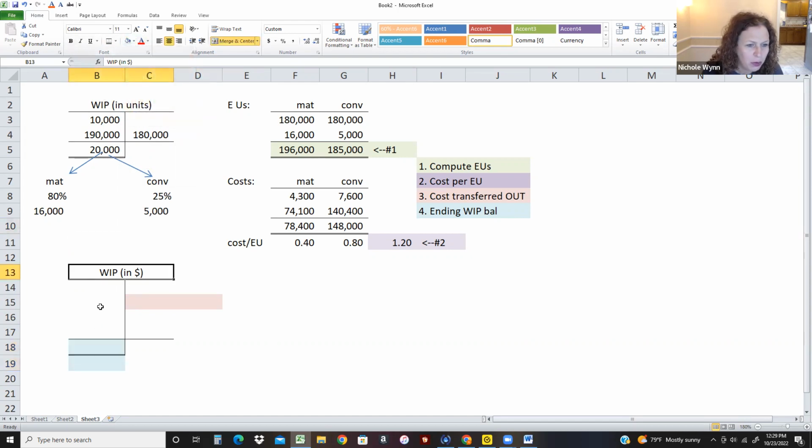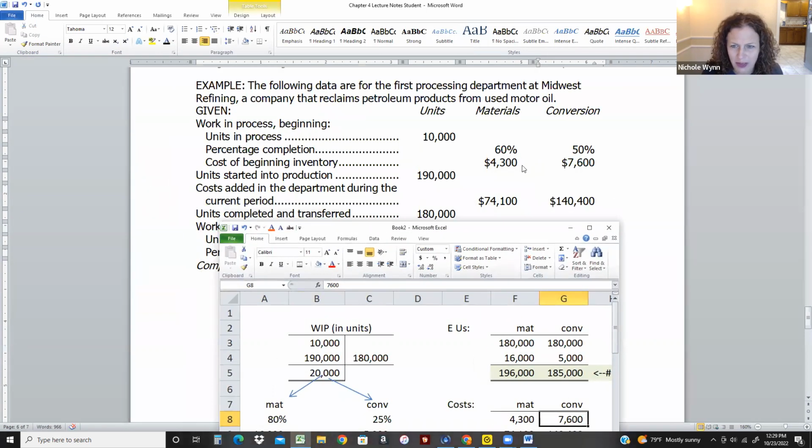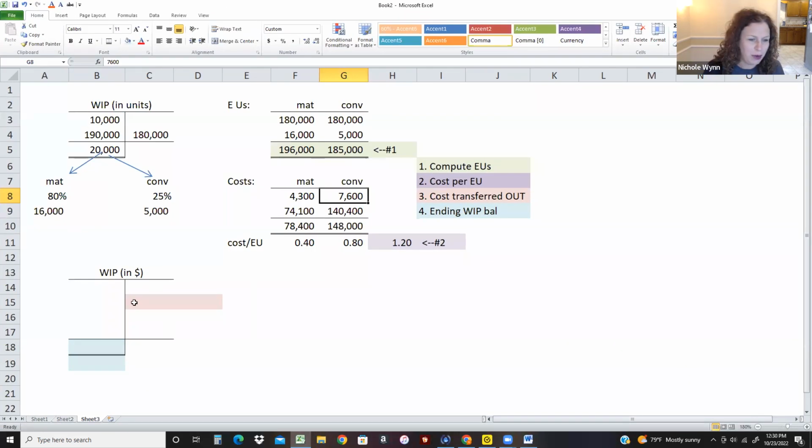Okay, so the beginning costs were the 4,300 and the 7,600. So the 4,300 and the 7,600 were beginning costs, and then these were costs that were incurred this period. That means it's money we spent that actually happened. So what we have to do is we have to put all 4 of those dollar amounts over here. Now, I don't care if you add them all together and put one number over here, or if you list all 4, or if you do the 78.4 and the 148, but these 4 amounts belong on the debit side here.